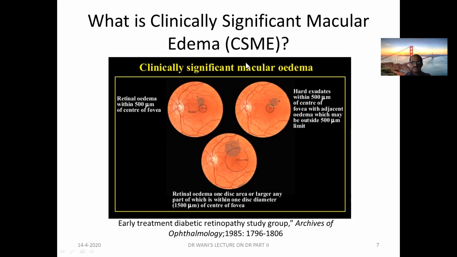The second is there is hard exudate within 500 microns from the center of the fovea, but there is no thickening in that 500 microns, but there is adjacent thickening outside that 500 microns. The third definition: there is a large area of retinal thickening, about 1 disc diameter or more, some part of which lies within 1 disc diameter from the center of the fovea. All these 3 definitions were enumerated in the Early Treatment Diabetic Retinopathy Study, a randomized control study, and they were used till almost recently.